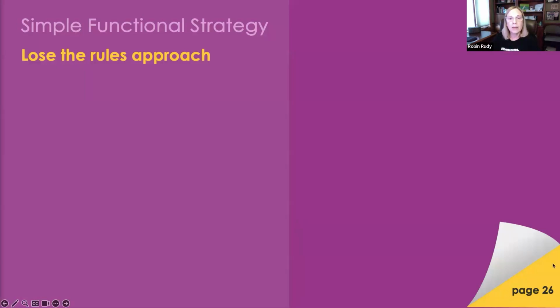And ignore that page 26. I forgot to take that off when I made this. So just don't worry about that. This is for like part of a 6-hour presentation.